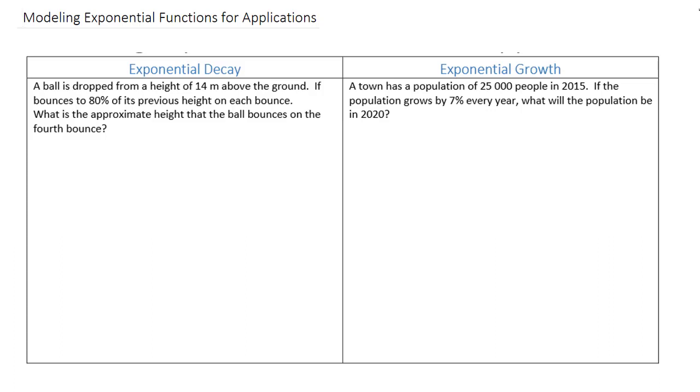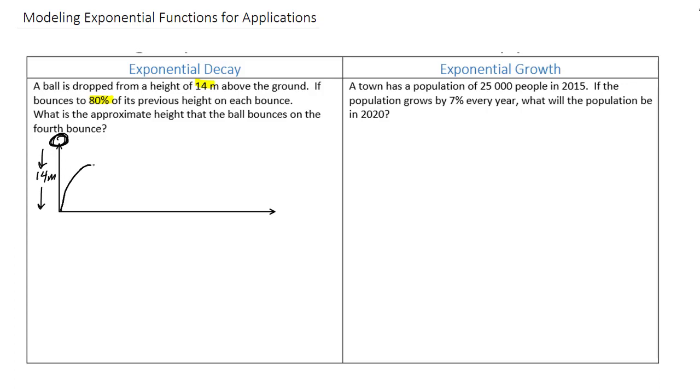In the first scenario, we have a ball that's dropped. I'm going to draw a quick diagram to help out. Let's say we have a ball up here, and I drop it. It's dropped 14 meters. It hits the ground, and it's going to bounce. Every time it bounces, it's 80% of the previous bounce's height, and we want to know the approximate height of the ball on the fourth bounce.